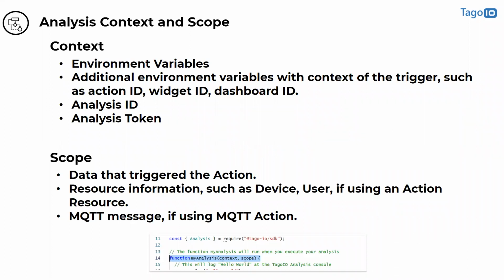You also will have your analysis ID and your analysis token available in the context. In this case, the analysis token is to help you when you want to send SMS and email, so you can always get this token from the context.